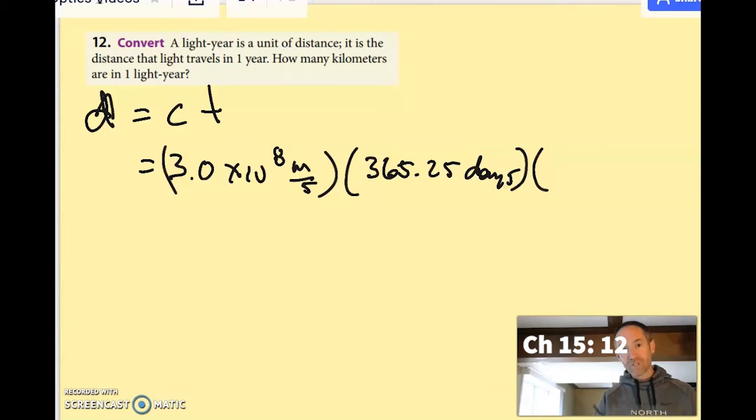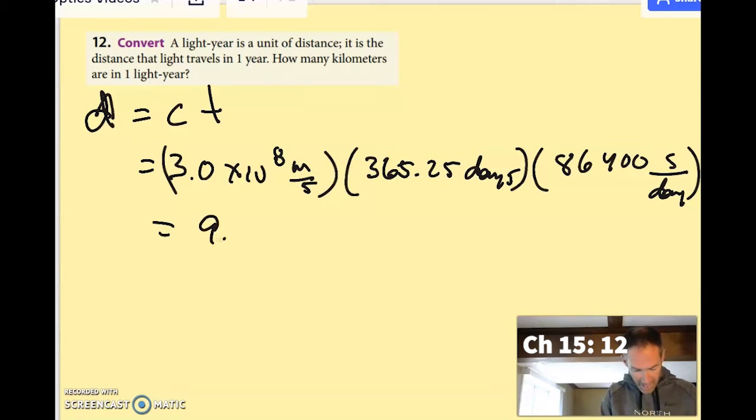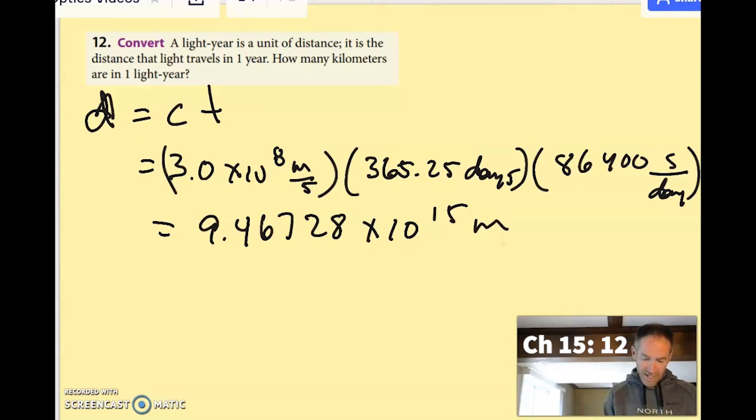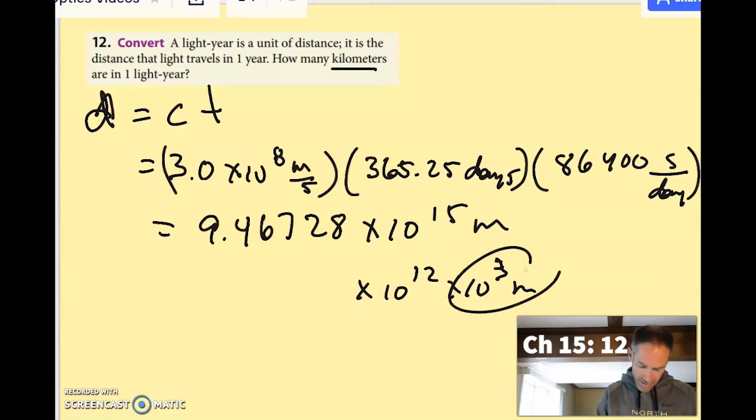Now, if you do 24 times 60 times 60, you'll get 86,400 seconds each day. And if you go ahead and multiply that through, you're going to get 9.46728 times 10 to the 15 meters. Now, they wanted kilometers. So the way I think of that is, all right, well, that's times 10 to the 12 times 10 to the 3rd meters. And right there are my kilometers.